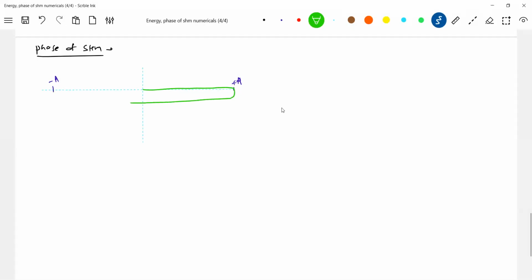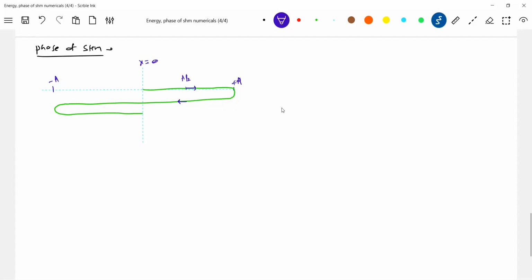Once again I'm telling you, it will retrace its path. It's not that it will take a turn. It will go like this, then mean, then left extreme, again mean. This was the path the particle described. For our understanding purpose, I'm just giving a diagram like this. So you see, I say the particle is at A by 2, somewhere here. At A by 2, it may be moving away from the mean position or it may be moving towards the mean position. How to differentiate these two positions at different instants of time?